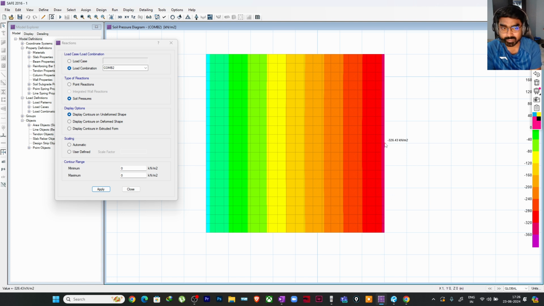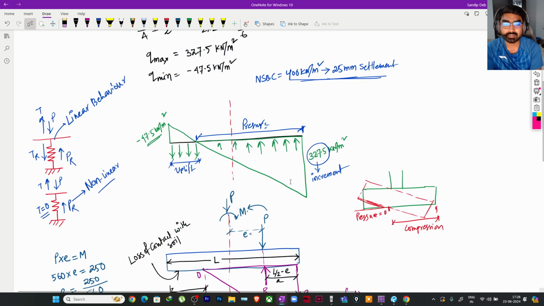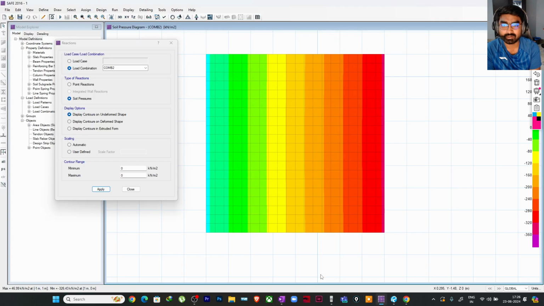So it is basically the pressure value Q max, which is 326.43, and here the Q minimum is 46.8 as per the linear analysis. So it is nearly the same. We got 327 manually, and 326 point something in the software, and 46 point something, we got 47 in the software. So very similar values, right? But this is not solving our purpose, because we are getting uplift here. Up to this particular point we are getting uplift, and we know that the soil will not provide resistance under uplift.